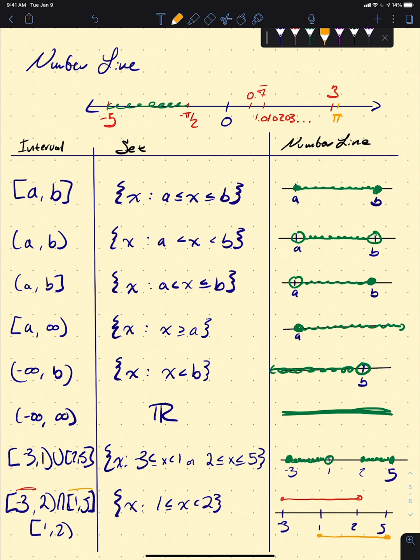So the intersection is all of the overlap, and that is this section right here. It is closed on this side, because notice that this point is included in both of them. But it's open on this side, because while 2 is included in this set, it's not in the red set, so it needs to be open.